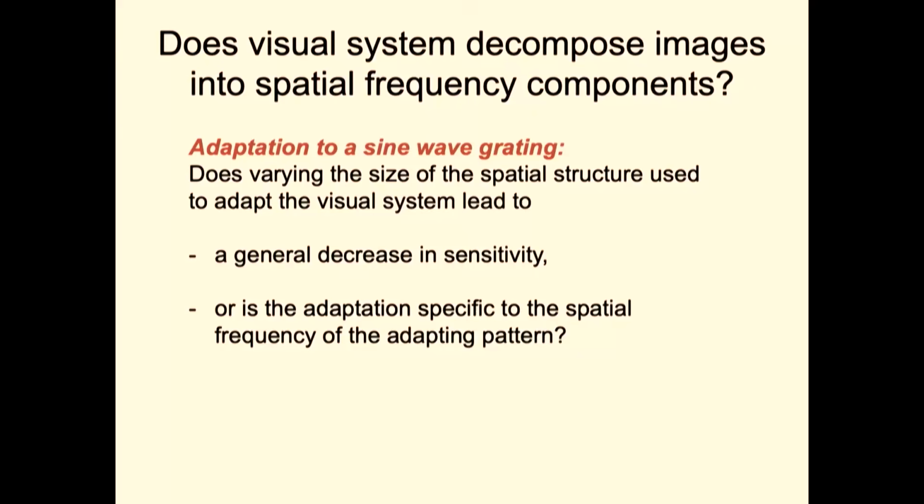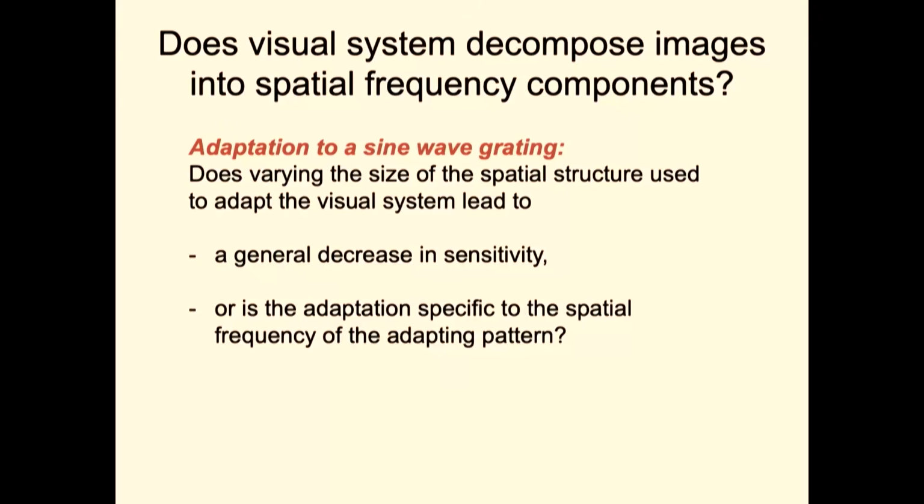So we're going to stare at a sine wave grating for about a minute. That's usually the magic number. And there are kind of naively two hypotheses, right? One hypothesis is that the visual system doesn't have these spatial frequency channels, right? And that would predict that if you're adapting to a grating, you might just get a general decrease in sensitivity, right? So it might get harder to see contrast irrespective of the spatial frequency.